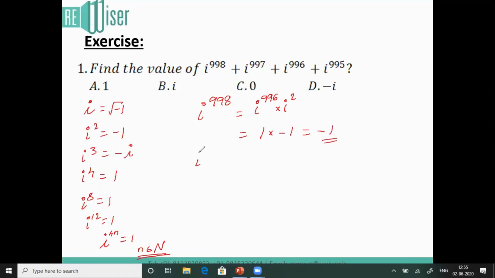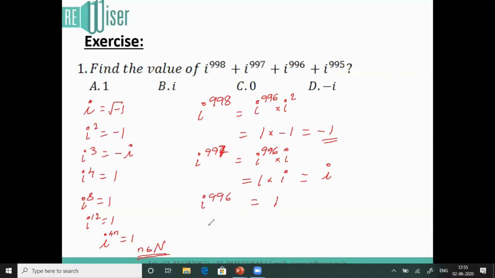And if I talk about i power 997, again, the closest multiple of 4 would be i power 996. This can be written as i power 996 times i, which is nothing but 1 times i, which is i.